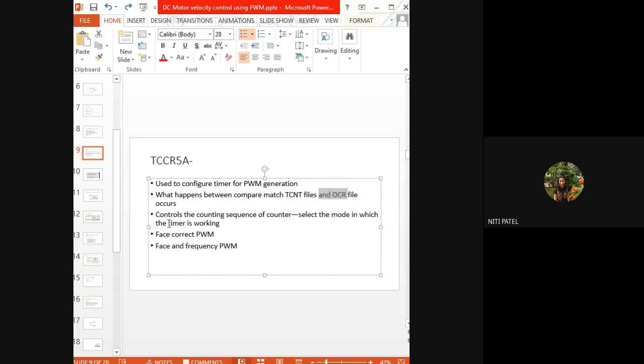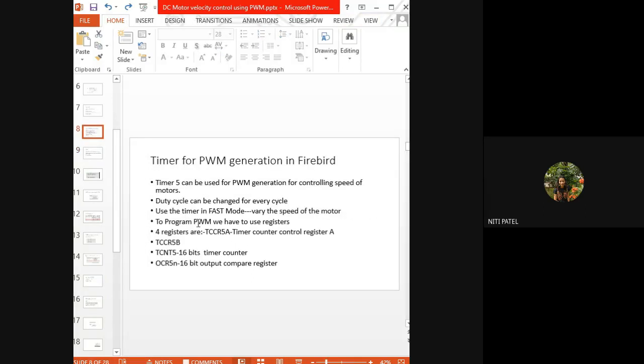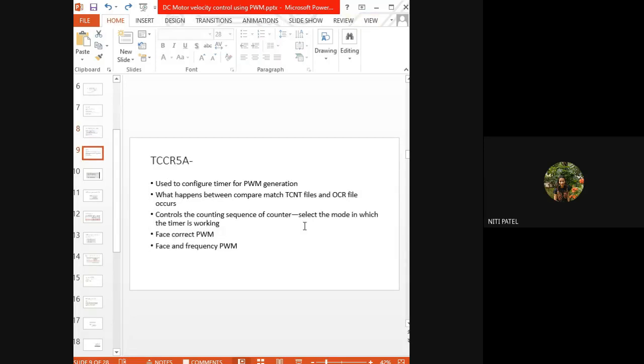Okay, it controls the counting sequence of counter. तो काउंटर कितना काउंट करता है, 1 2 3 4 5, उसका सीक्वेंस और उसका काउंटिंग कौन कंट्रोल करेगा? It will be controlled by these registers. ठीक है. It selects the mode in which the timer is working. We have seen that we are going to make it work in which mode? Fast mode. So by using that, we are going to see which mode is selected and the timer is working in which mode.